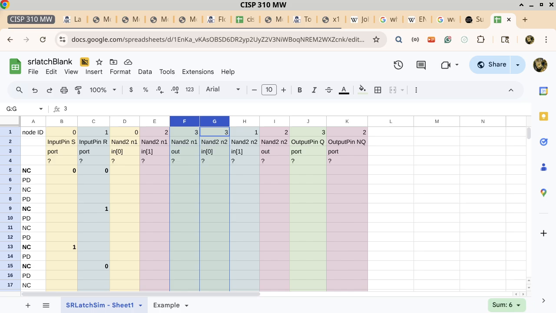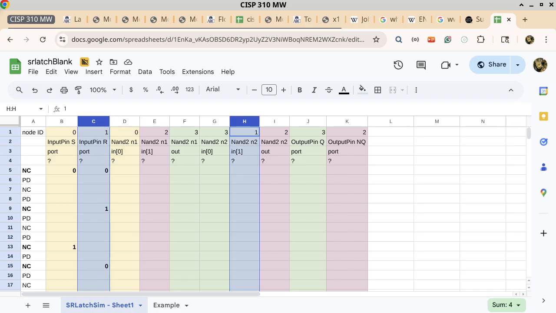Column F and column J are one node. Column C and column H is one node, and then column B and column D is one node. Okay. Then what about row one?